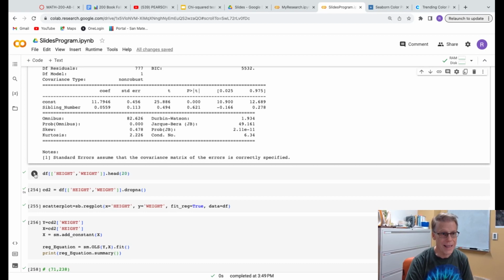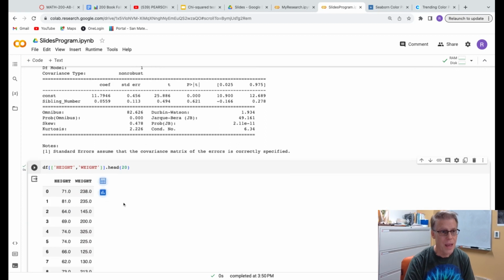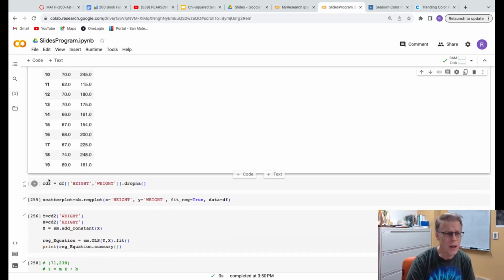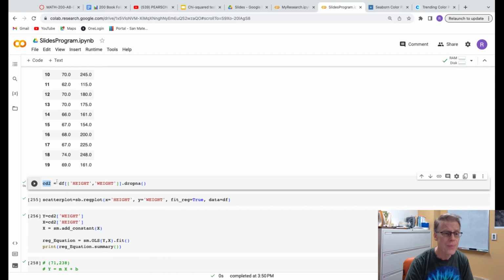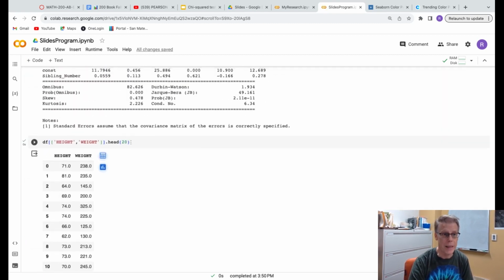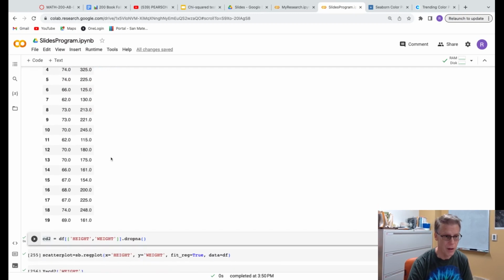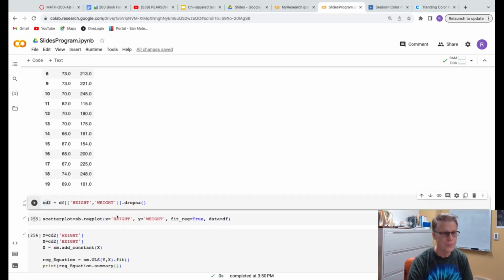And so I'm going to look at them. What these are is the height in inches and the weight in pounds. And so you've got all these ordered pairs. I don't see any NAs, but I'm going to go ahead and make CD2 out of dropping the NAs and just having those two variables, just to be sure. I'm only looking at the top 20 rows out of thousands and thousands. There may be some NAs in there that now are gone.